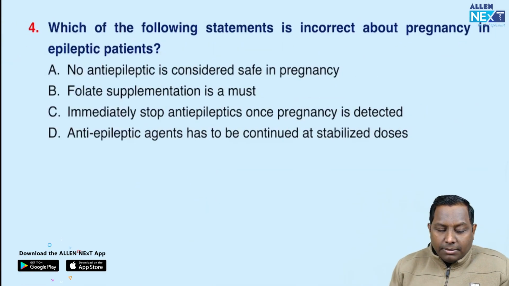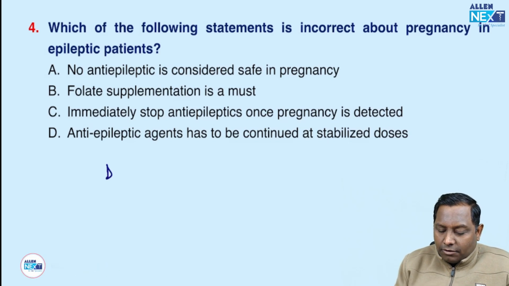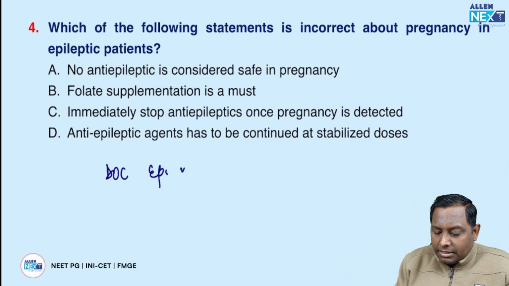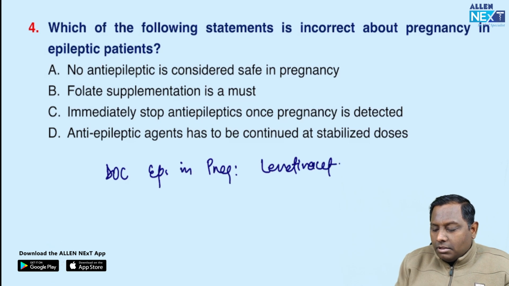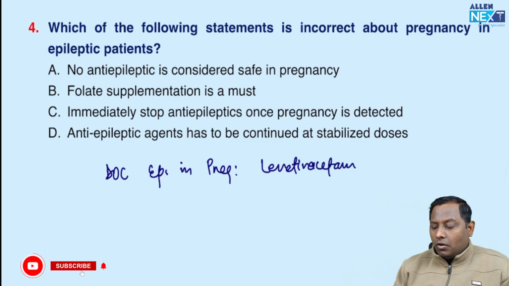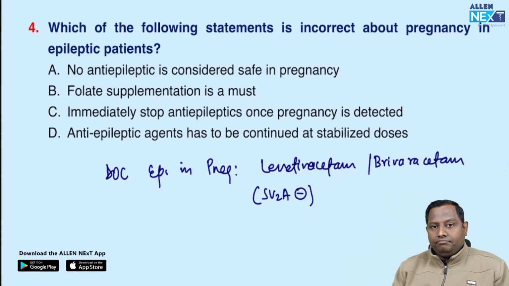Which of the following statements is incorrect about pregnancy in an epileptic patient? What is the drug of choice for epilepsy in pregnancy? The drug of choice is going to be levetiracetam. Another drug that we can utilize is brivaracetam. They are actually SV2A inhibitors. Levetiracetam, brivaracetam, they are SV2A inhibitors.